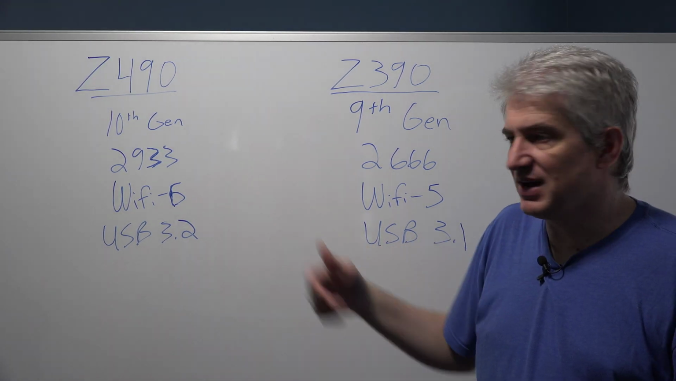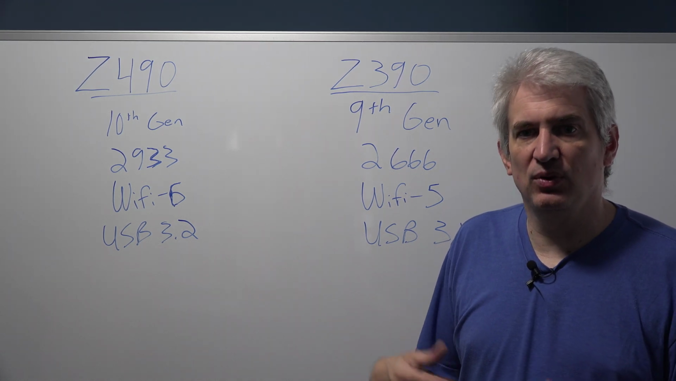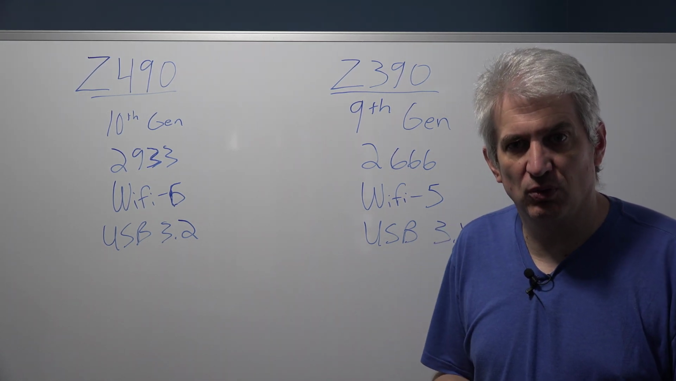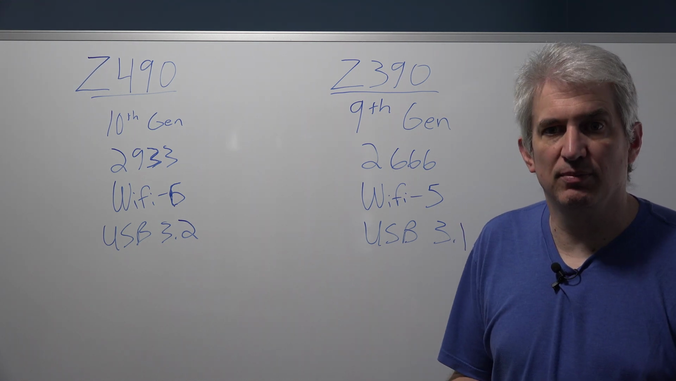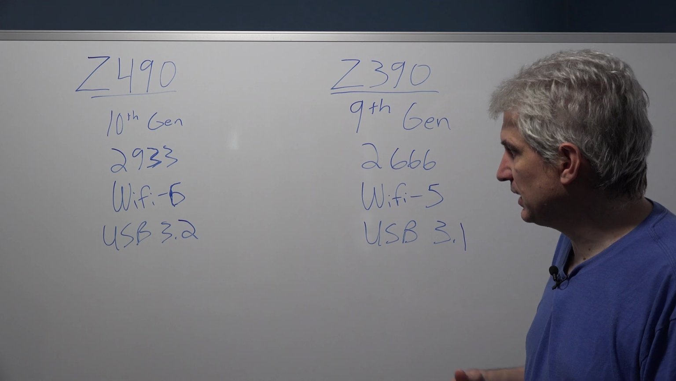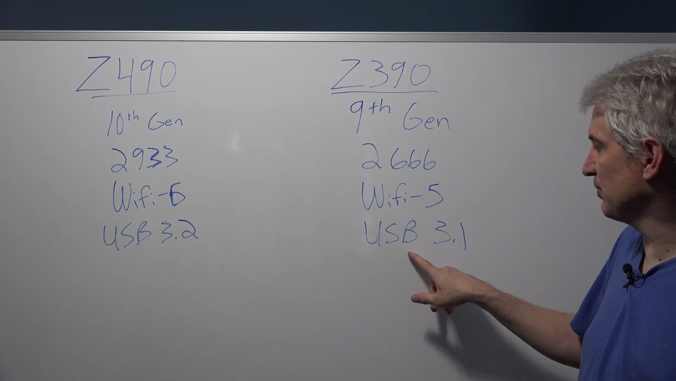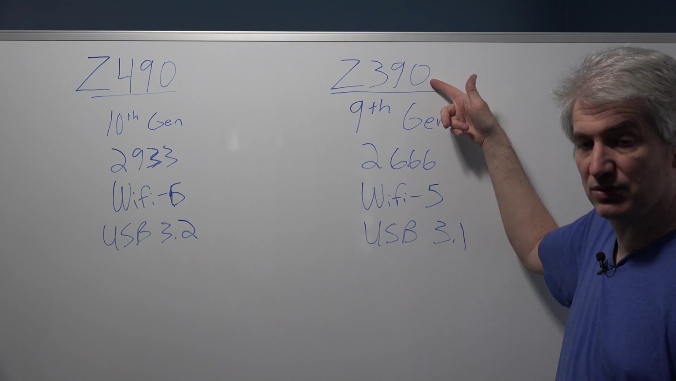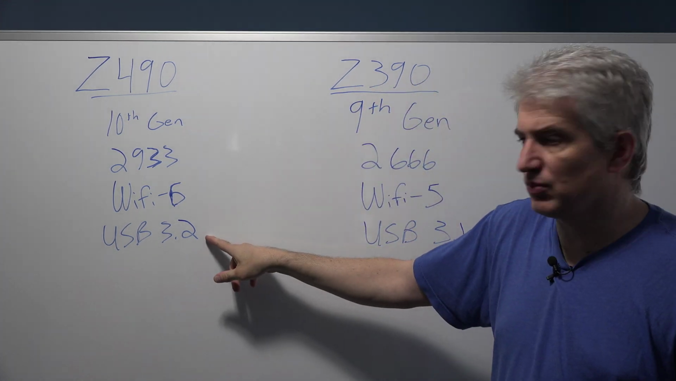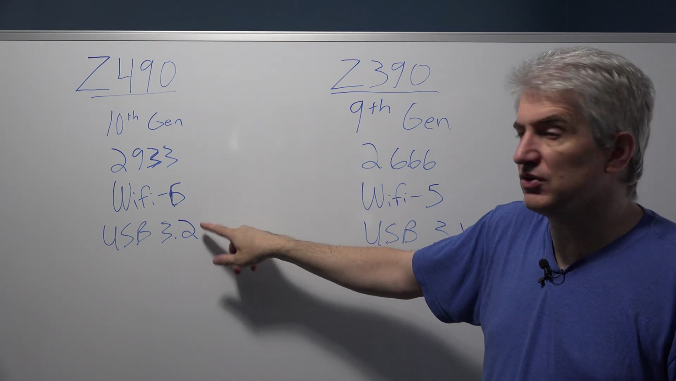Of course, Wi-Fi 6 just provides a little more bandwidth, throughput, and range over Wi-Fi 5. It's nothing extraordinary, but it's better. The other difference is official onboard support for USB 3.1, which is what Z390 supported, and USB 3.2 on Z490.